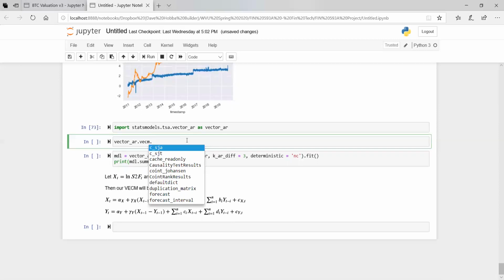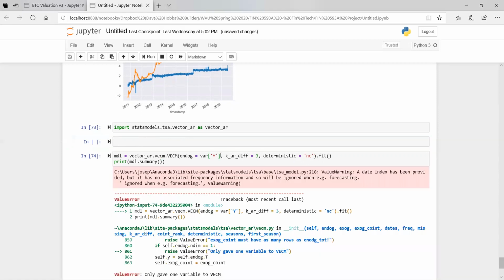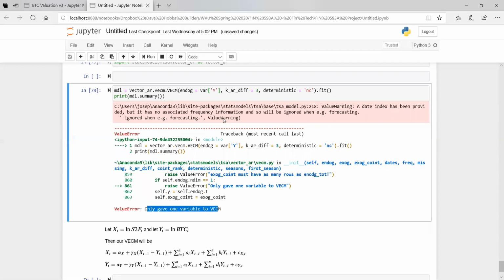But anyway, we create our VECM model, and then we set the endogenous variable to be var, and this has to be both X and Y. It has to be both log stock-to-flow ratio and log Bitcoin price. If we just plug in one, let's say Y, which would be the price of Bitcoin, and we run this, you're going to get an error: only gave one variable to VECM. We don't want to only give one variable. We want to give both because it measures the difference between the two.